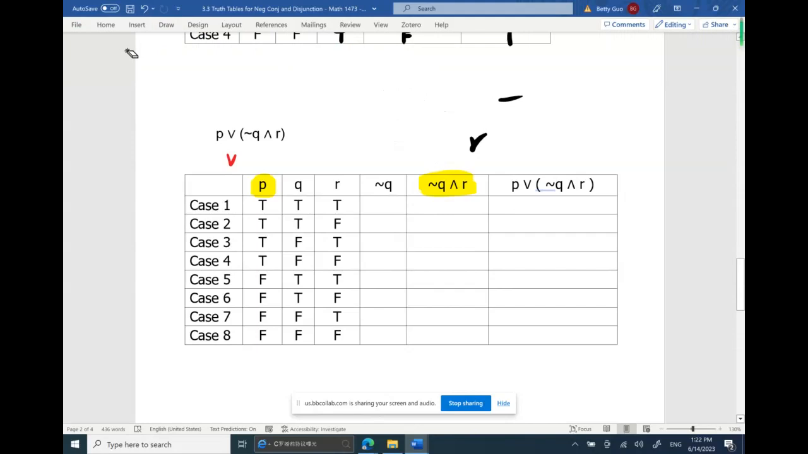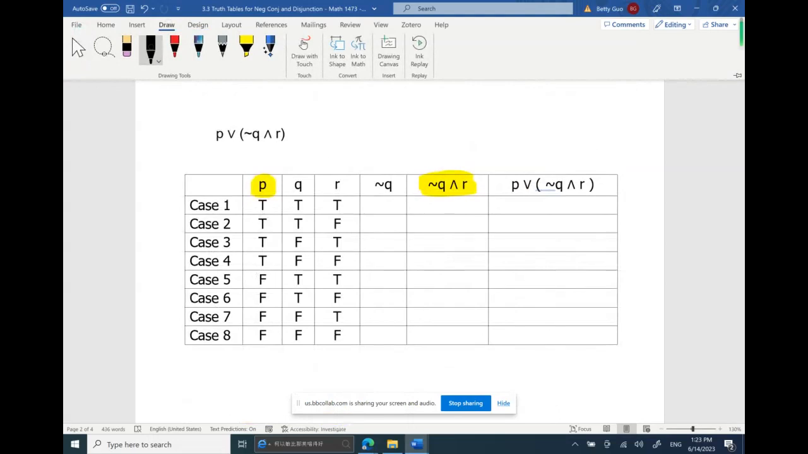So if your target compound statement contains 3 simple statements, then the first 3 columns are going to be P, Q, R, followed by the 8 cases. Let me show you the order of the 8 cases. What's the benefit of following the same order? If you follow the same order, you won't mess up. You will not have 2 cases that are the same, or miss 1 case. It's very organized. Let me show you.